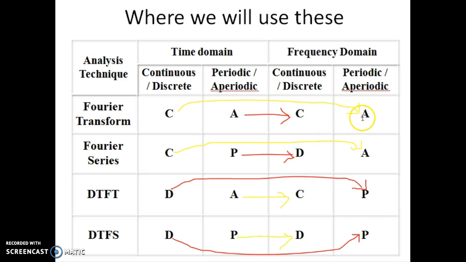Here, in the frequency domain, it is aperiodic, so we'll get a continuous spectrum in the time domain. And here, if it is in the discrete time case, then it is discrete, so we'll get a periodic signal. Here again it's discrete and we'll get a periodic signal. For every discrete time signal, we'll get a periodic signal in the frequency domain. And if the time domain is aperiodic, then we'll get a continuous spectrum. If the time domain is periodic, then we'll get a discrete spectrum. So this is the relationship, and you can easily understand the concept behind where we will use these techniques.